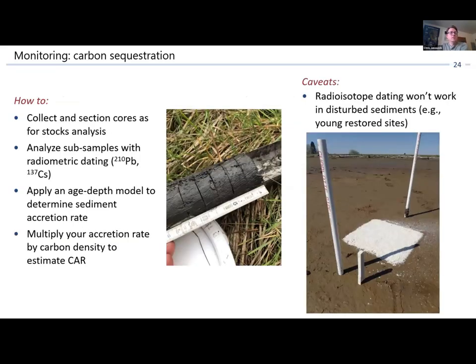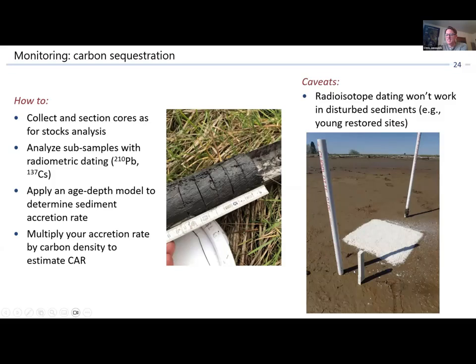The way to measure carbon sequestration with cores, at least, is pretty similar. You take the same core. You can use the same core for both stocks and sequestration rate, and then you do radiometric dating, like John talked about. Radiometric dating often doesn't work in young restored sites or in disturbed sediments, so you can use other methods such as the surface elevation tables that John talked about, or these feldspar marker horizons.